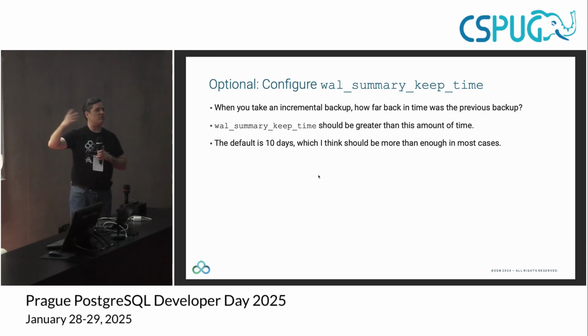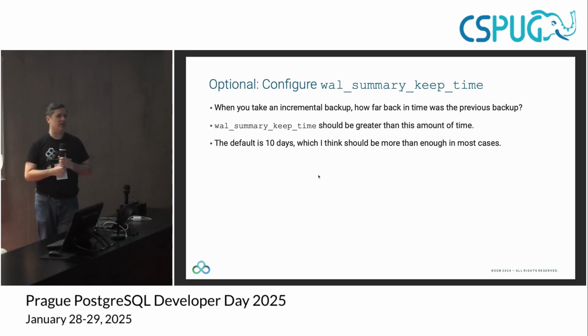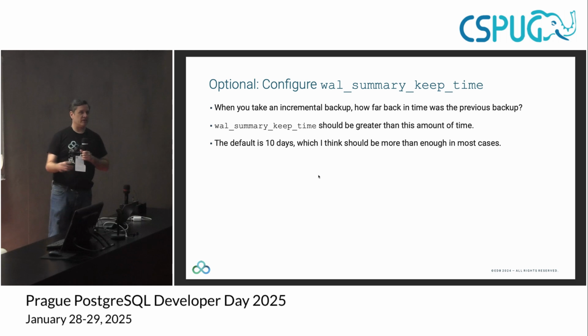I would say comfortably more than 1 day, because you don't want your backups to start failing if something gets delayed or whatever. We set the default for this to 10 days, which I think is a lot, because that means you could take an incremental backup relative to a full backup that was a whole week ago. You may not want to go further back in time than that, right?